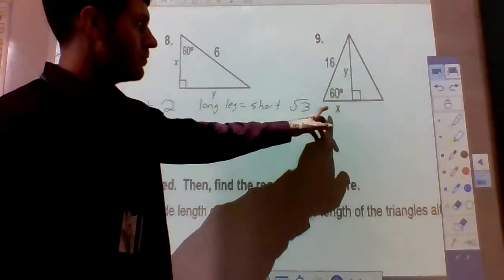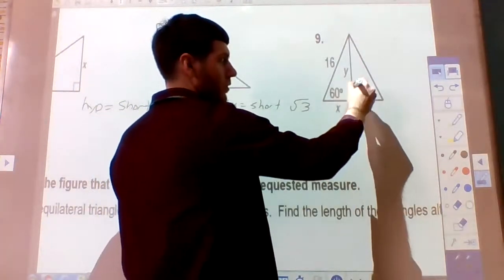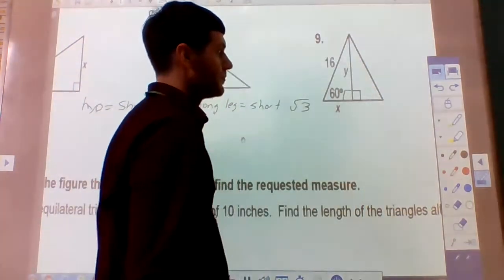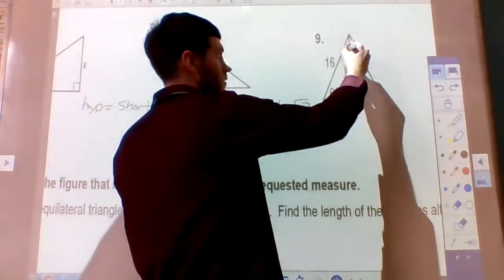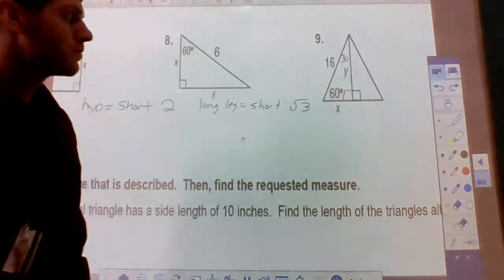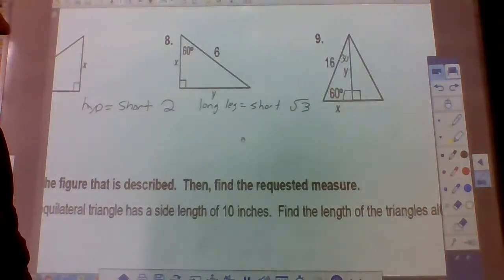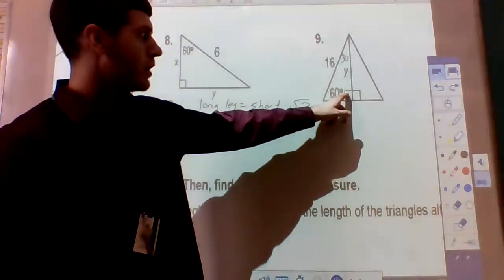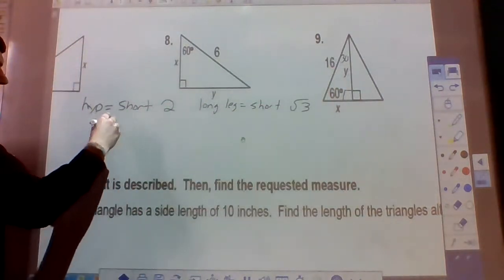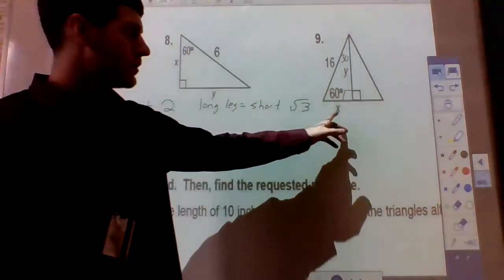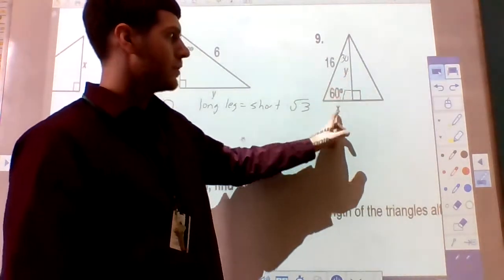Okay, so this is a right angle. This is also a right angle. This is 90, and that's 60. The third angle has to be 30. So the hypotenuse is across from the right angle, so the hypotenuse is 16. Our two legs are adjacent to the right angle, so x and y are the legs.